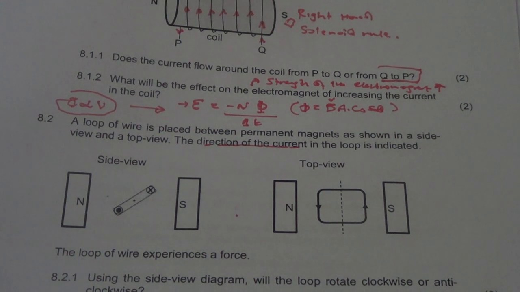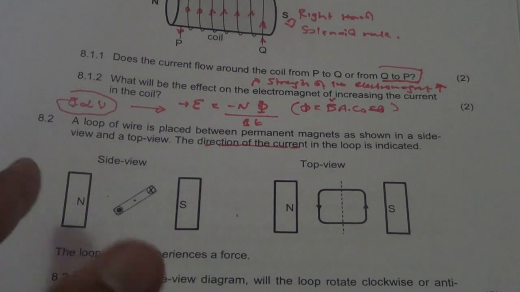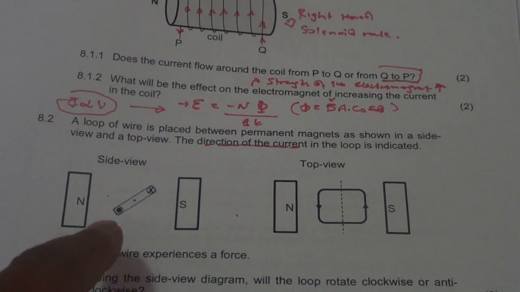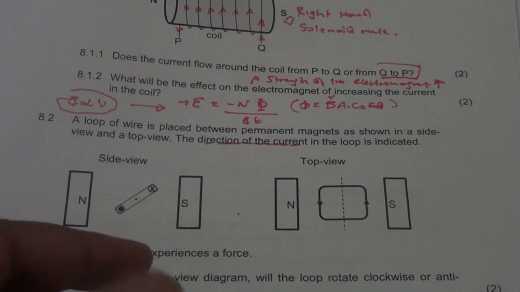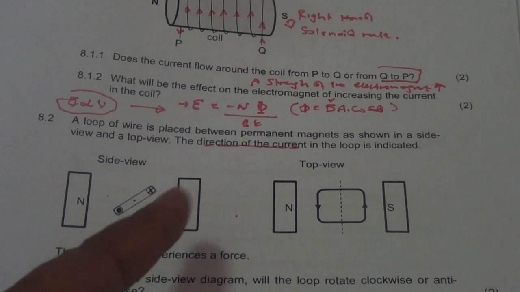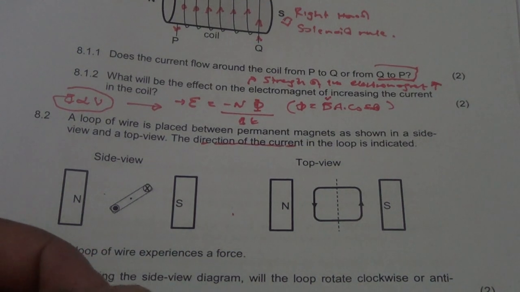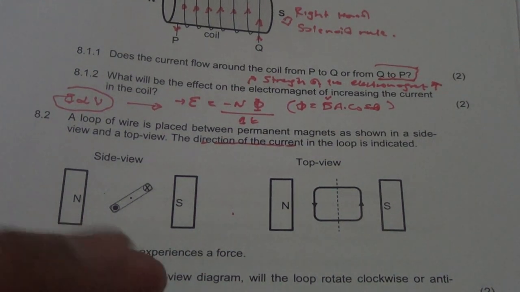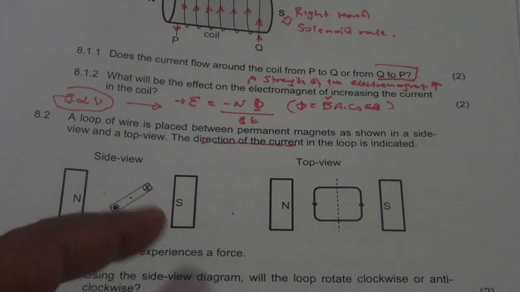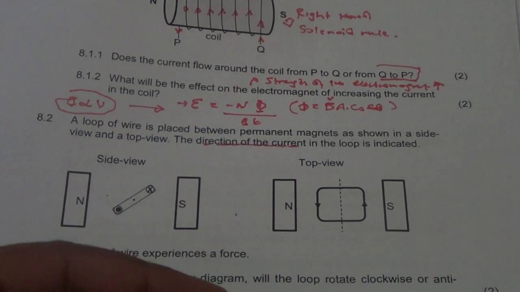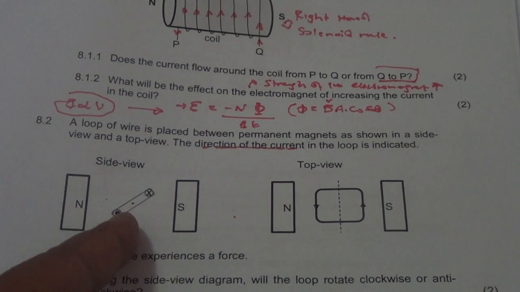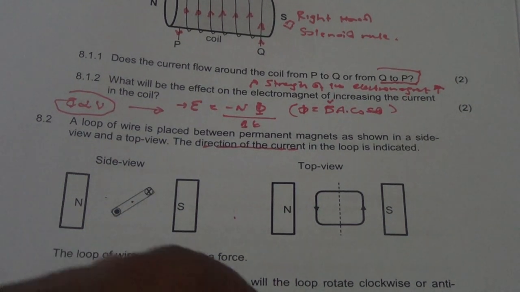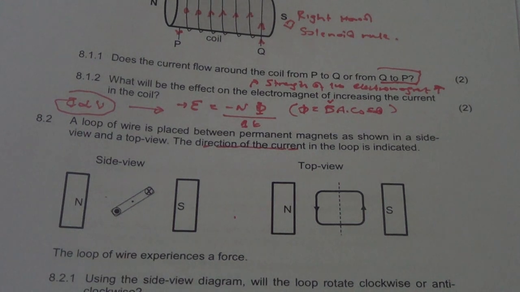You think of Fleming's left-hand motor rule here, because we are already doing mechanics from electrical energy. We know that if this loop of wire carries a current and it is placed in a magnetic field, the interaction of its own magnetic field and that of the magnets will create a force that will cause the coil to rotate or to move. Not a problem.